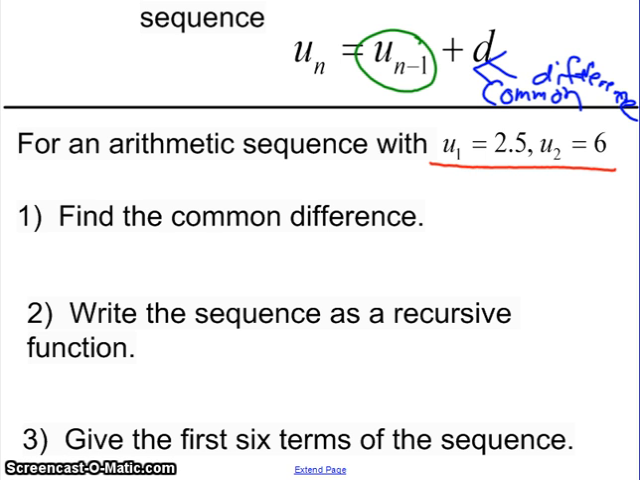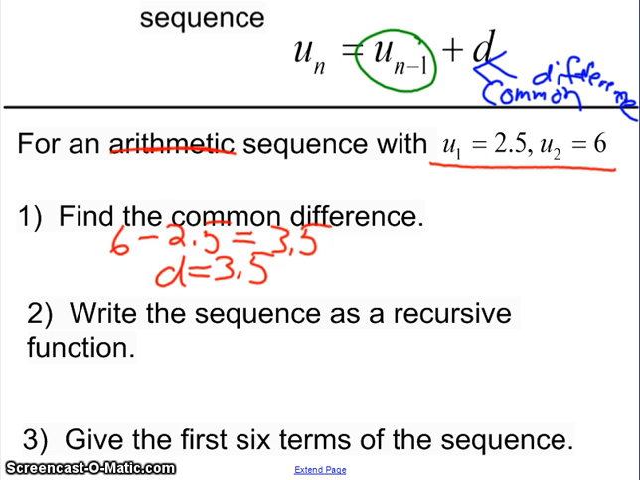Well, here we've got 2 sequential terms, and it tells you that it's arithmetic. That means if I continue that pattern forever, I'm always going to add the same amount. So to find the common difference, I'm going to subtract the first term from the second term. So 6 subtract 2.5 gives me 3.5. So the common difference is 3.5. And we usually use the letter d to denote common difference.